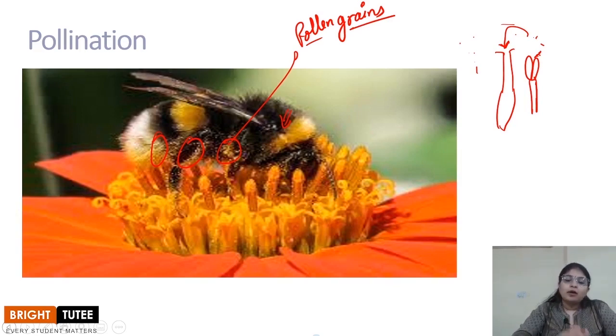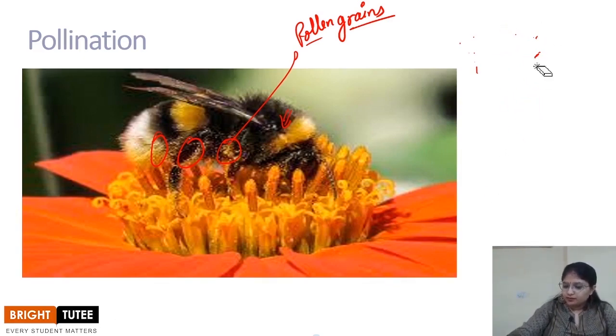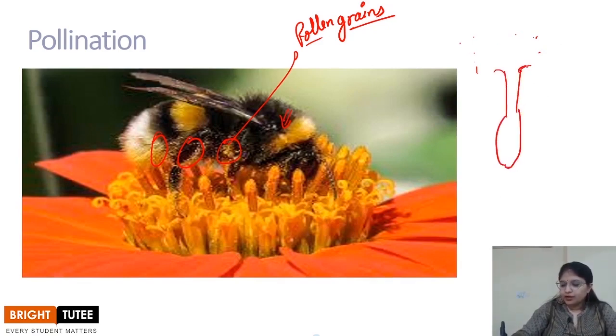Now, once the pollination has occurred, that is the male gamete, right? So this is the ovary, this is your pistil, and over here the pollen has reached. Now, once the pollen grain has reached the stigma, then what? Then begins the process of fertilization. So let's see how this process occurs.